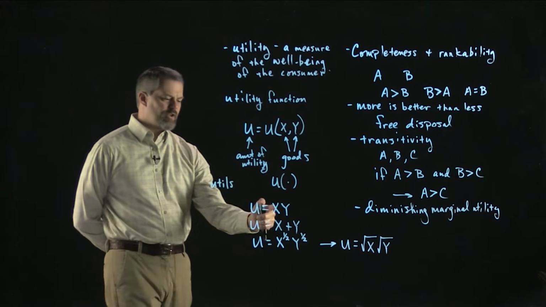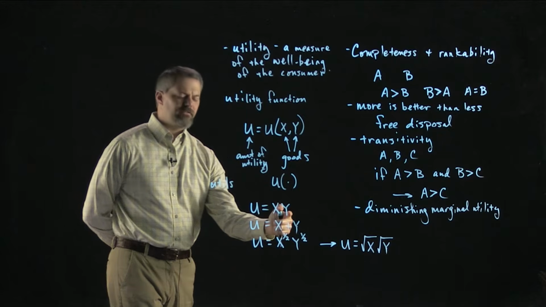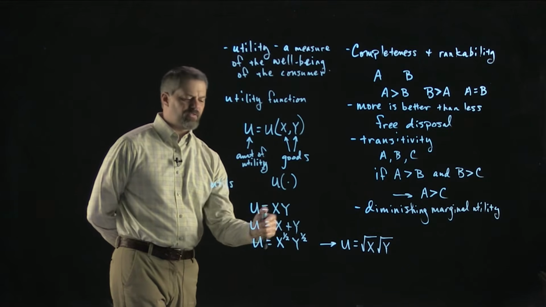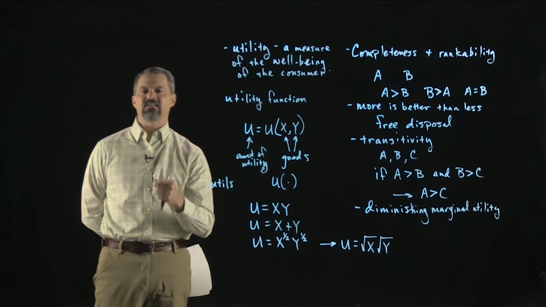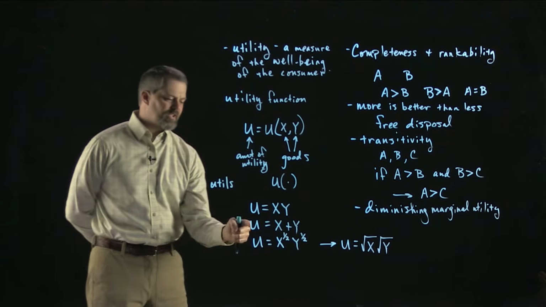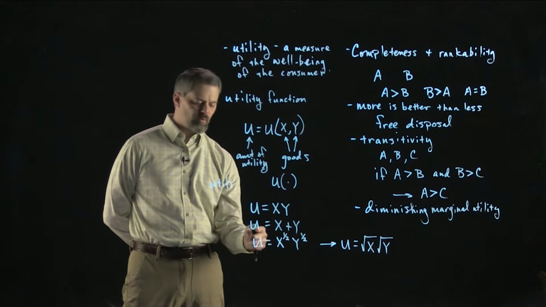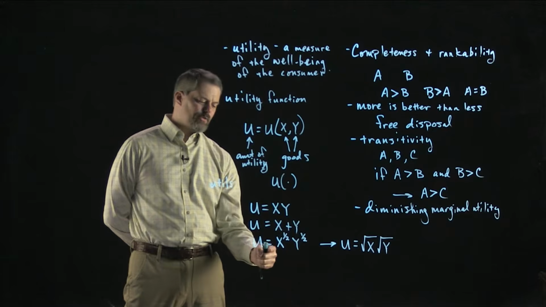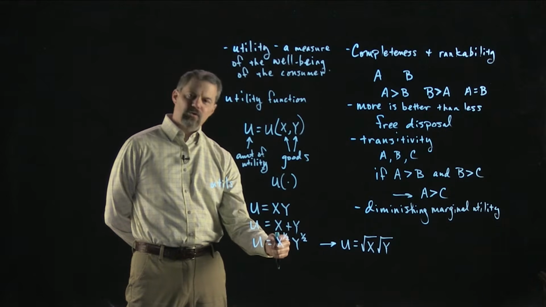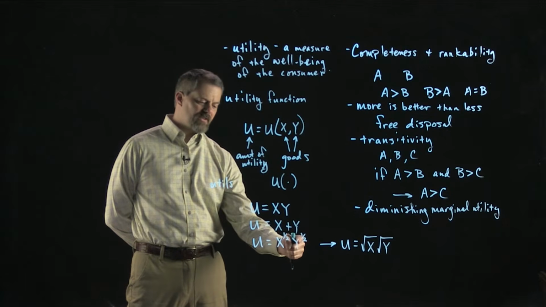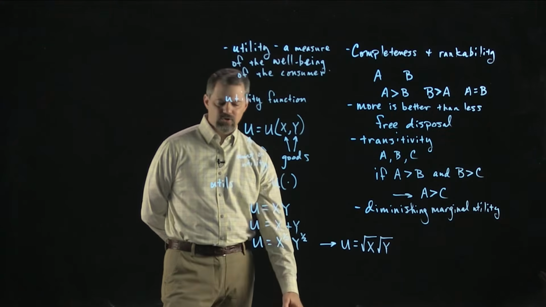So if we had 4 units of x and 4 units of y, 4 times 4 is 16, so we would get 16 utils. With this utility function, 4 plus 4 would be 8. With this utility function, the square root of 4 is 2, multiplied by the square root of 4, which is also 2, we would get 4 utils.